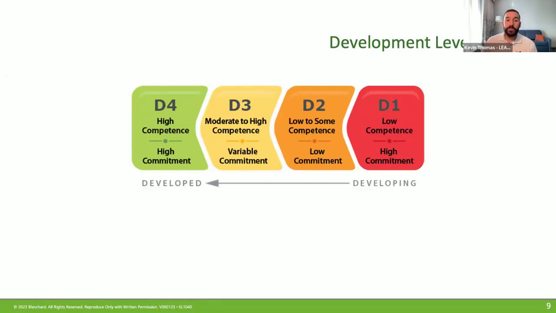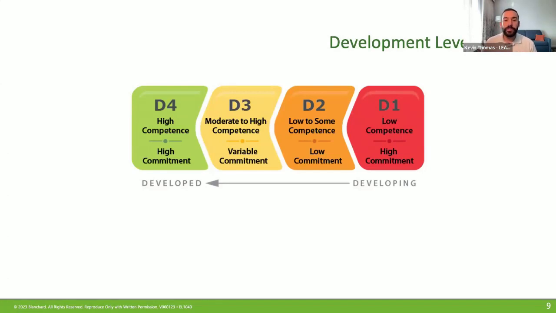A person who's considered to be at D2 on a goal or task has low to some competence and low commitment. So now they've kind of gotten out of the point of, I don't know what I don't know. And they're starting to realize what they don't know and how much of it they have to learn. Their commitment has gone down. Their competence has slightly gone up.